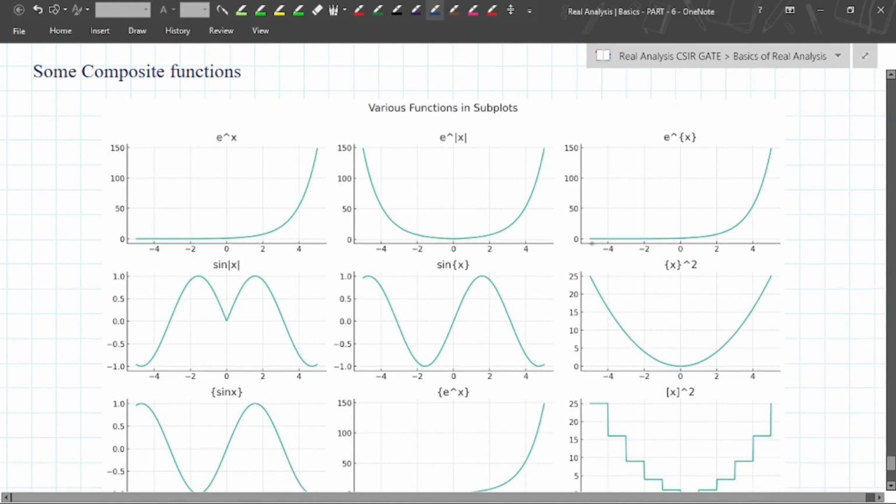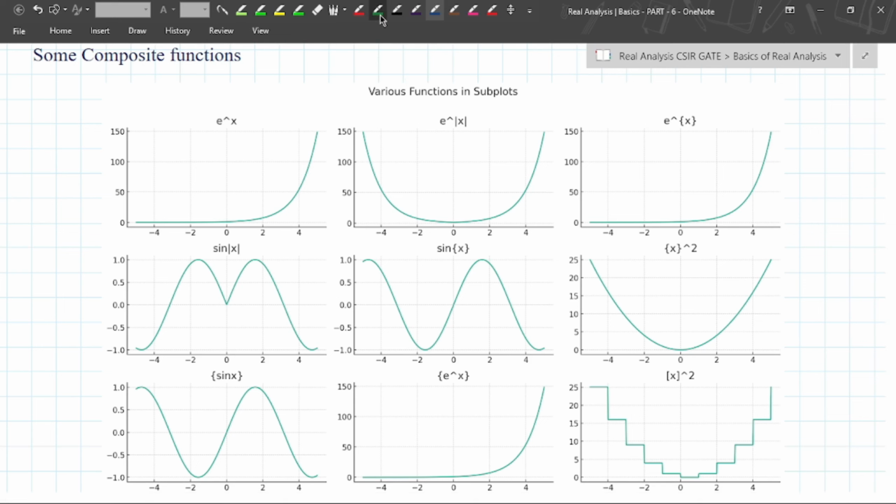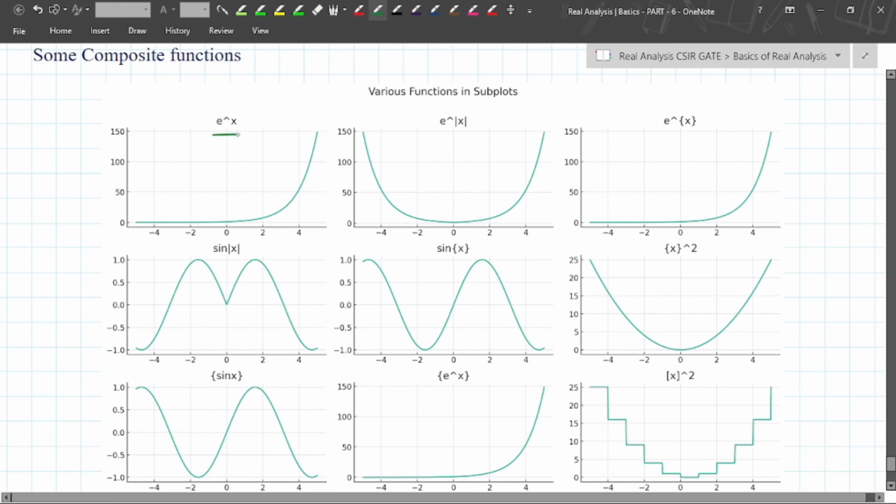Next, we have some composite functions. We'll start with e to the power x. If I take e to the power mod x, then it will take only the positive side. Mod is like this, but here it will take the shape of e on both sides. E to the power mod x means e to the power minus x for x less than 0, e to the power x for x greater than 0, and it will be 1 for x equal to 0. So you can see here it is 1.